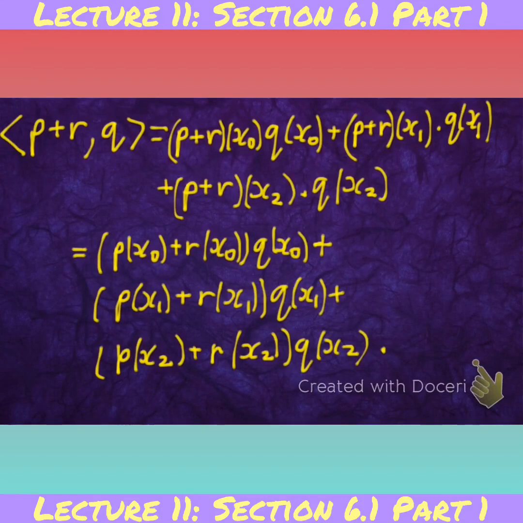Alright, so we can replace this, that is the function P plus R in the point x0. That is just the same as the function P in the point x0 plus the function R in the point x0. Okay, and then this term here we can replace with the function P in the point x1 plus the function R in the point x1. And then lastly we can replace this with the function P in the point x2 plus the function R in the point x2.